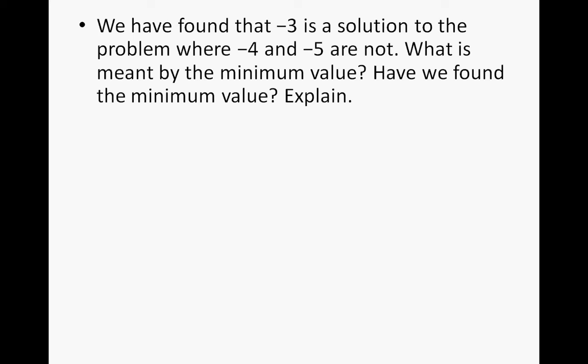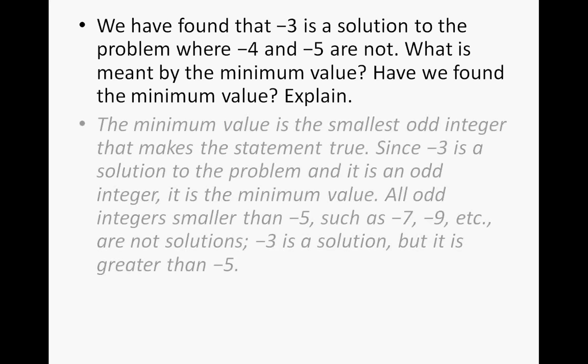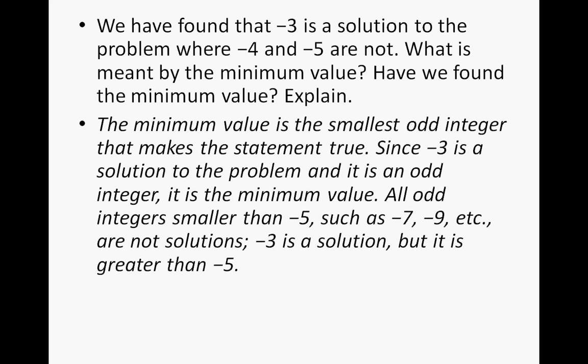What is meant by the minimum value? Have we found the minimum value? Explain. Well, the minimum value is the smallest odd integer that makes the statement true. Since negative 3 is a solution to the problem, and it is an odd integer, it is the minimum value. All odd integers smaller than negative 5, such as negative 7, negative 9, etc., are not solutions. Negative 3 is a solution, but it is greater than negative 5.